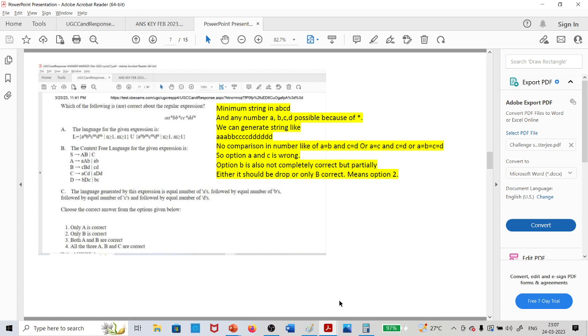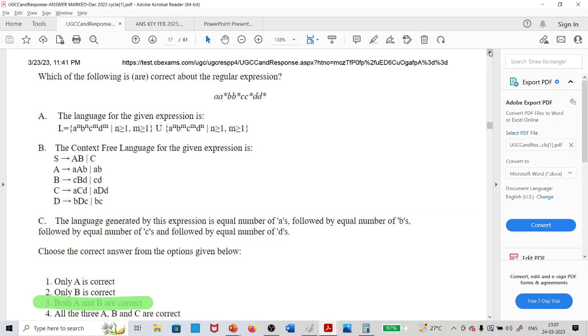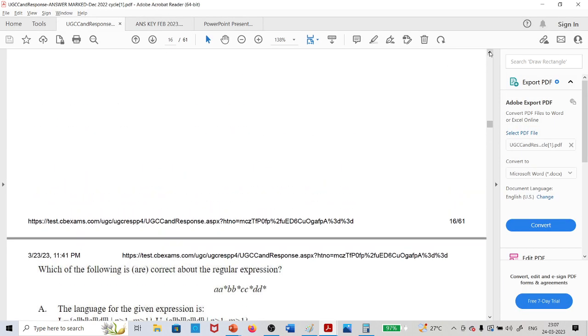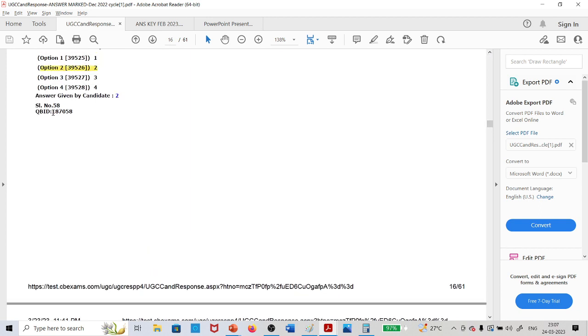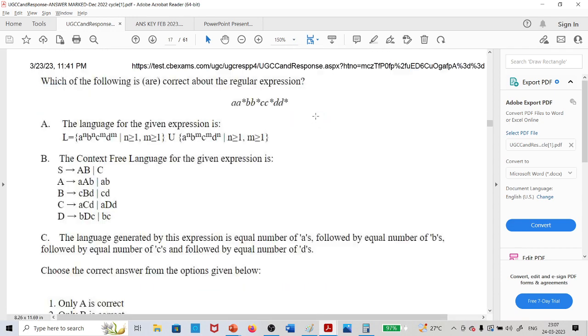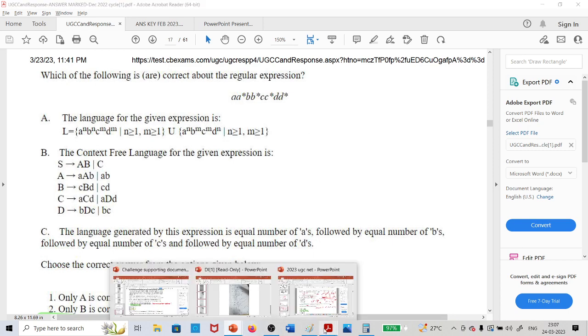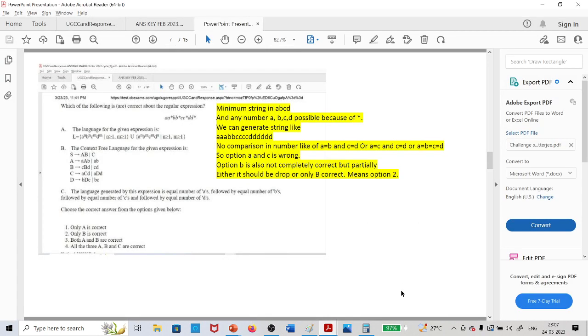Let me check the question ID. Here I am showing you the question ID: 187058 is the question ID. You can see this is the question ID for this question, and this is the supporting document. Here I have written that A and C are definitely wrong. B is also partially correct. Either it should be dropped or only B is correct. In this way you can challenge.